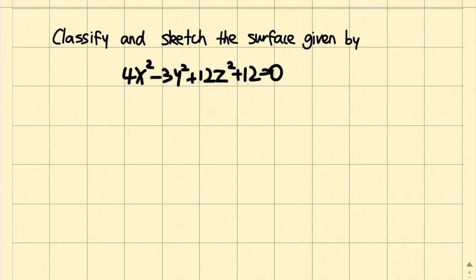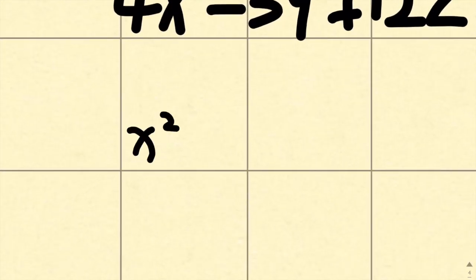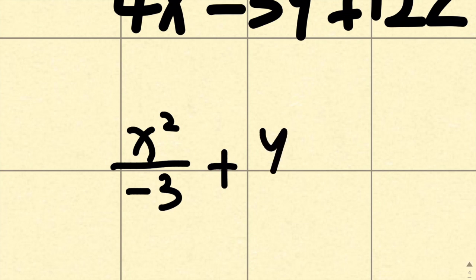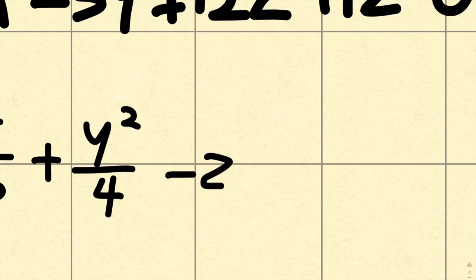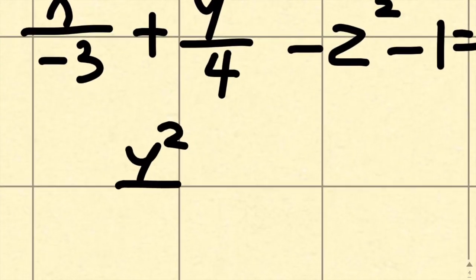And then I will show you guys one example. So first, divide both sides by -12. And then we can get a standard form.